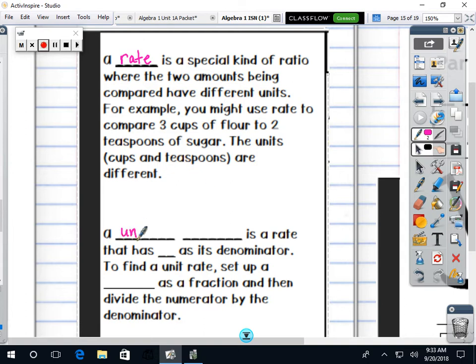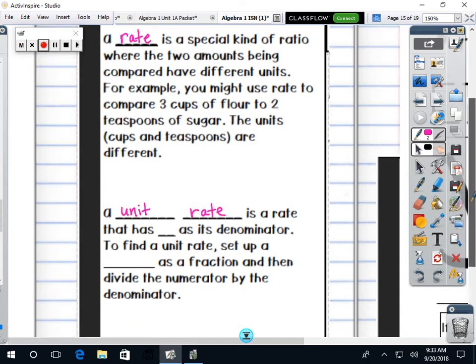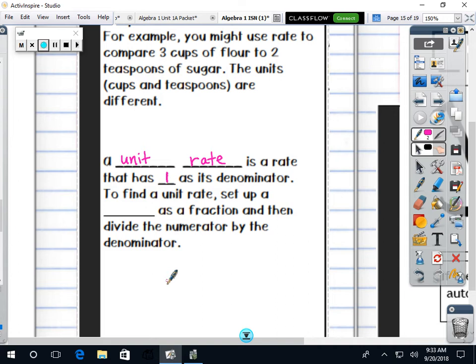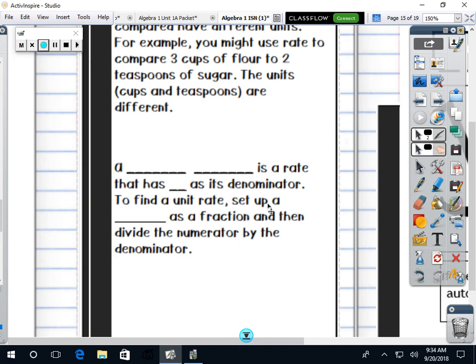A unit rate is a rate that has 1 as its denominator. To find a unit rate, you're going to set up a ratio as a fraction and then divide the numerator by the denominator. Okay, so the important thing to remember is that a unit rate will always have 1 as its denominator. Okay, now let's try some examples.